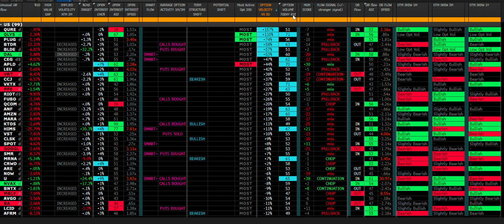Next we have options volume and 2-day RSI. It measures options trading strength versus the past 20 days. Again, you see the numbers that are increasing have way more options buying than in the last 20 days. So it kind of shows you, it's all for the momentum.